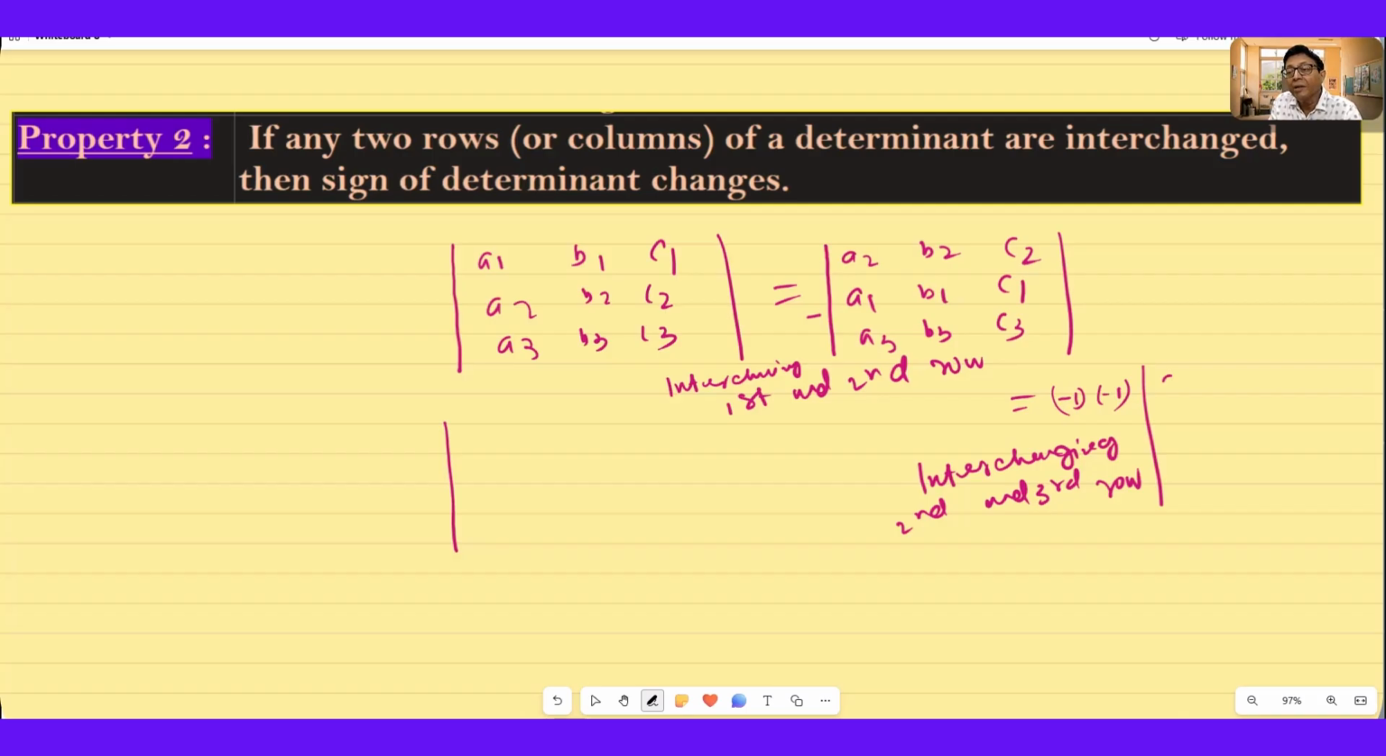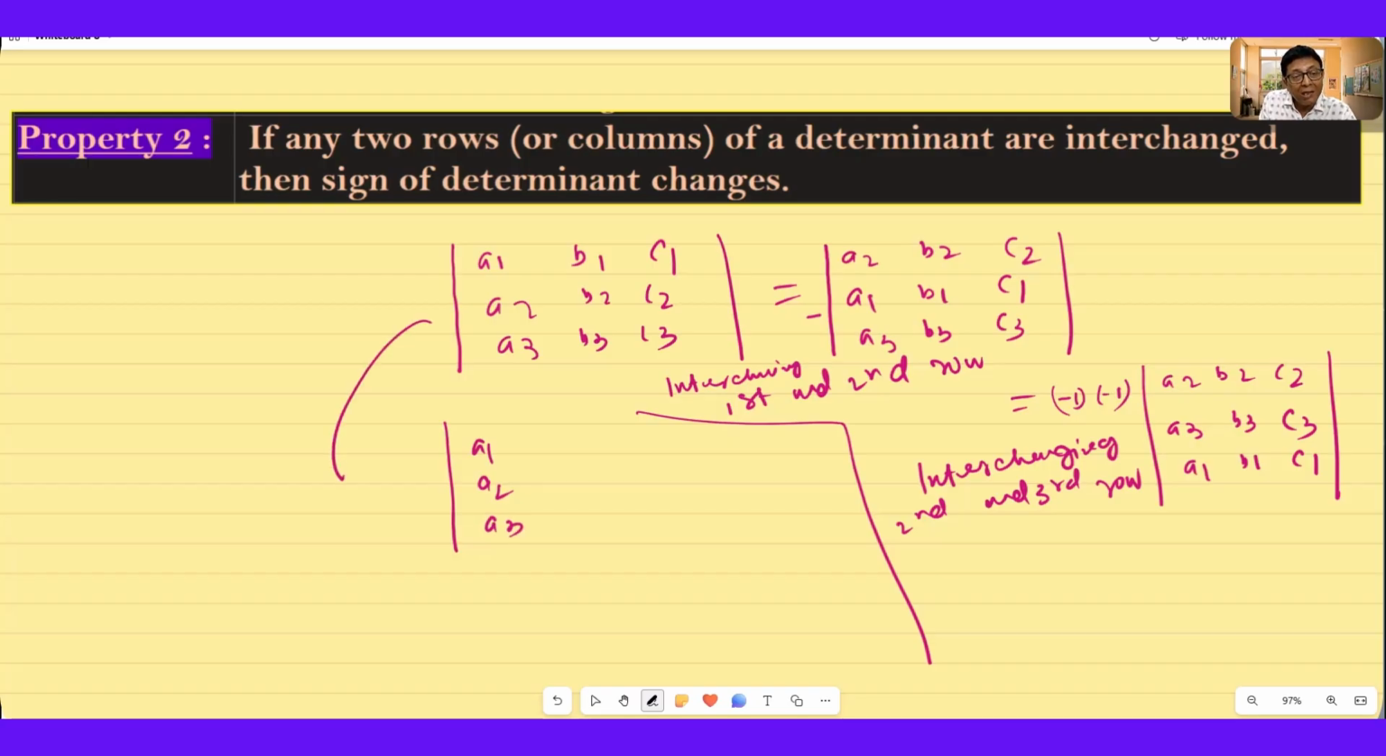Here it will be A2, B2, C2, A1, B1, C1, and this will take A3, B3, C3 because you are interchanging with the third row. So A3, B3, C3, A1, B1, C1. This is true for columns also. Suppose we have done the operation in columns, that is A1, A2, A3. This will have the same value as that of this determinant.